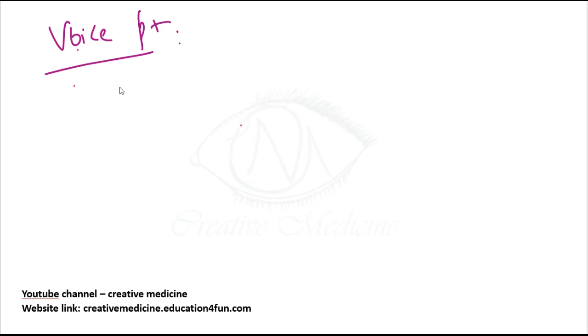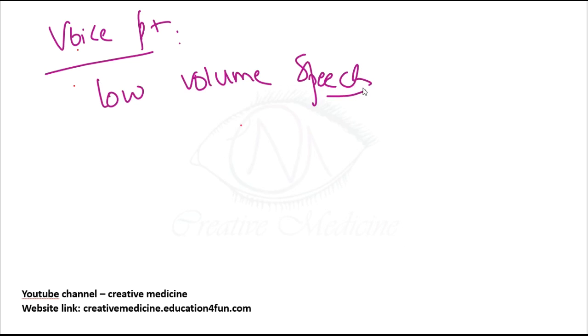Next, the voice of the patient is actually quiet, with low volume speech, because they hear their own voices while they are talking. They hear their own voices by bone conduction, and thus they talk slowly. Vertigo is not seen in these patients, except in cochlear hearing loss, where you see tinnitus, sensorineural hearing loss and vertigo.